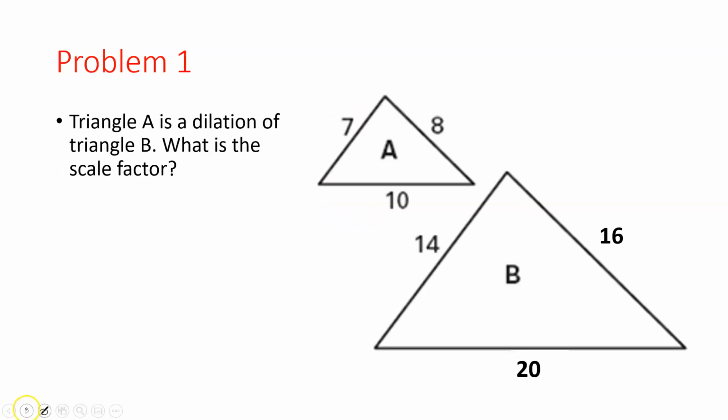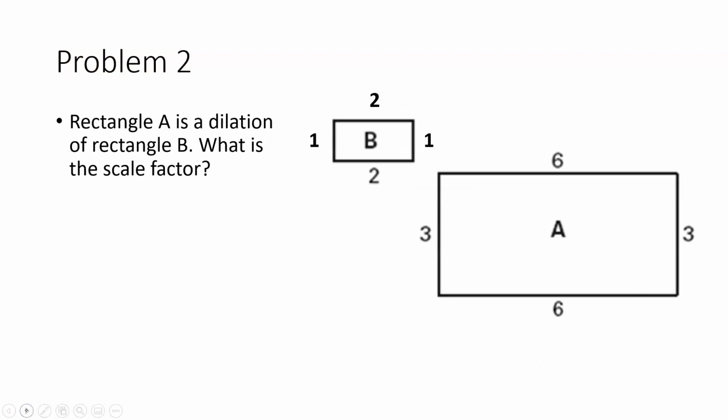So number one, we did that one together in class. Here's the solutions to problem number 2. It says rectangle A is a dilation of rectangle B. So please be careful, make sure you know which one's the pre-image and which one's the image. It says, what is the scale factor? So of course we are going to find the scale factor.